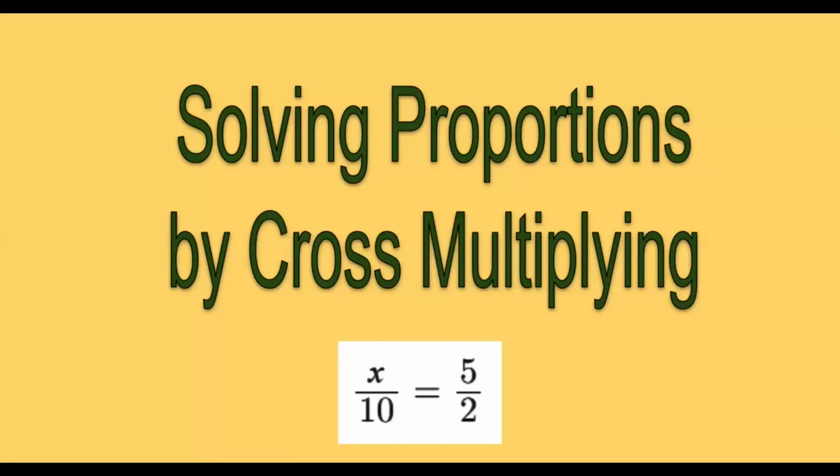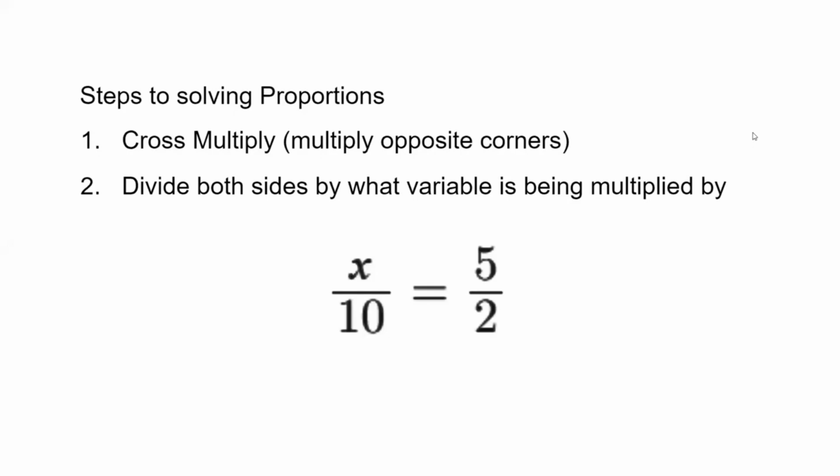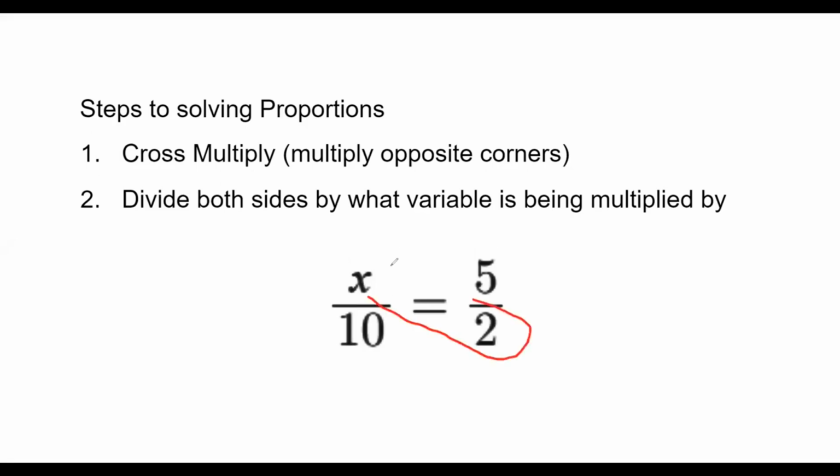In this video, we are going to review a process of solving proportions using cross multiplication. The steps to solving with cross multiplication are very straightforward. They involve first cross multiplying. We'll talk about that in a moment. It basically means to multiply the opposite corners and then set them equal to each other. And then when we're done with the cross multiplication, we're going to divide both sides by what the variable is being multiplied by.